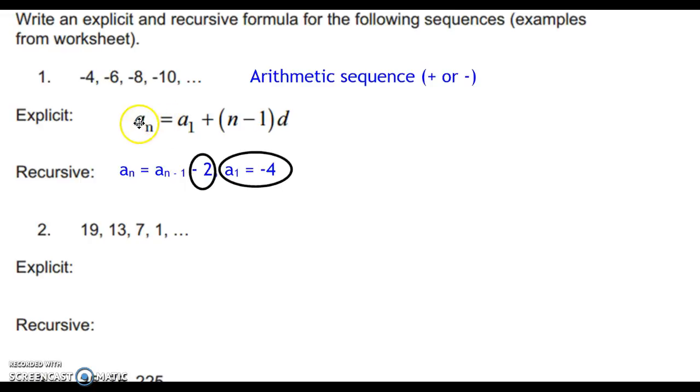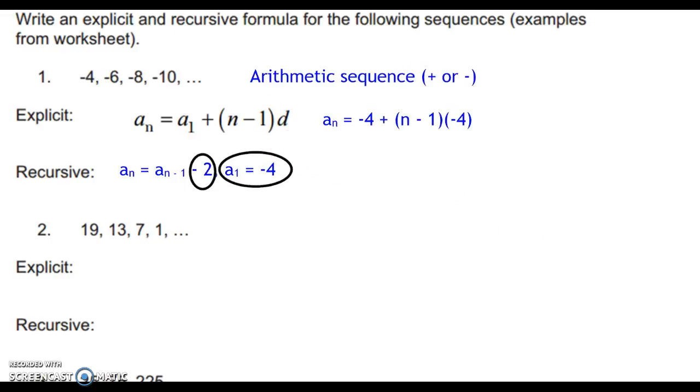So you should recall that this is the general form of an explicit formula. a sub n is equal to the first term plus n minus 1 times the common difference. What we can do is take the information that we found from the recursive formula, the common difference and the first term, and substitute them in. And that information would look like this.